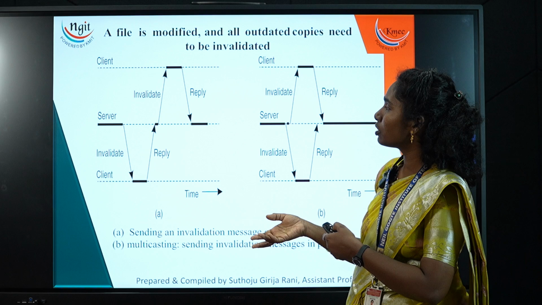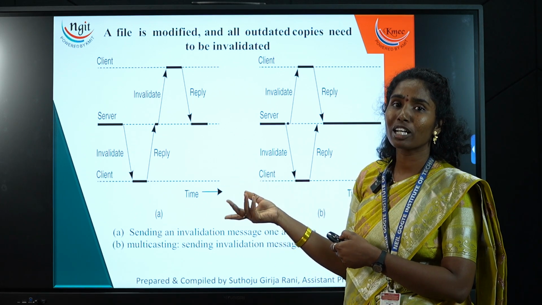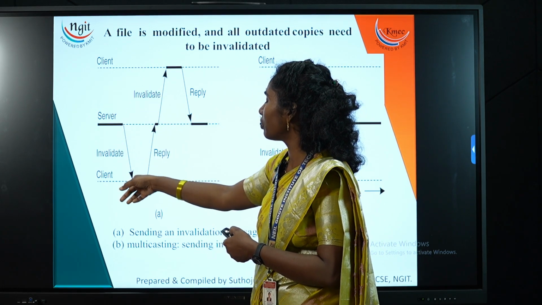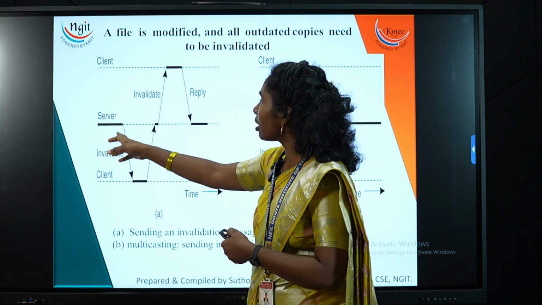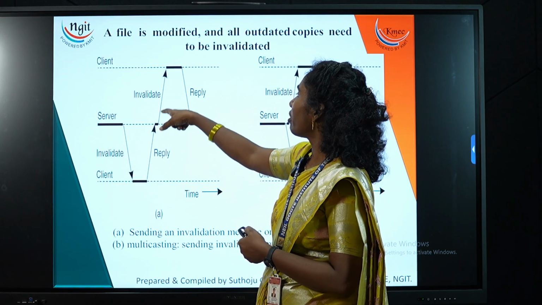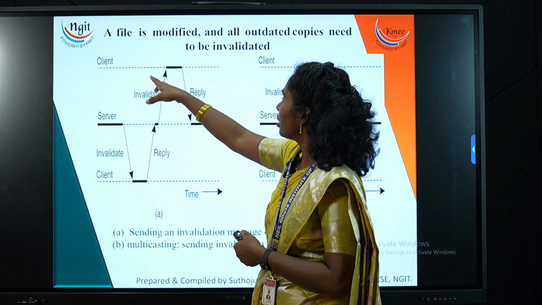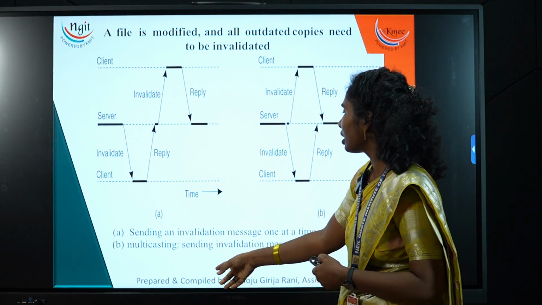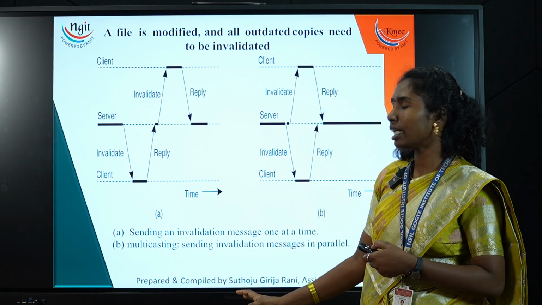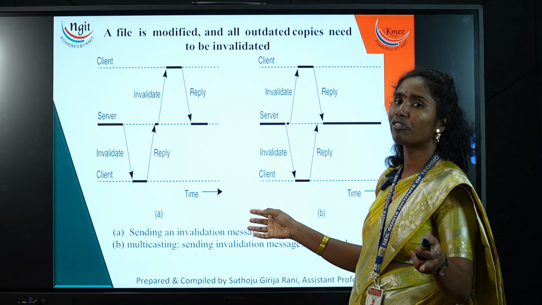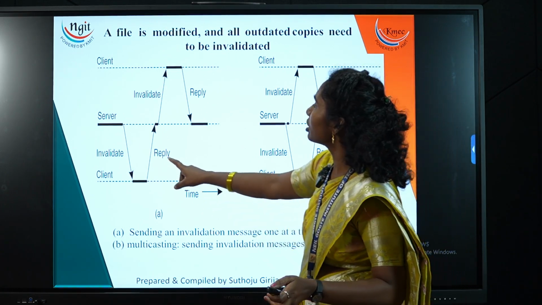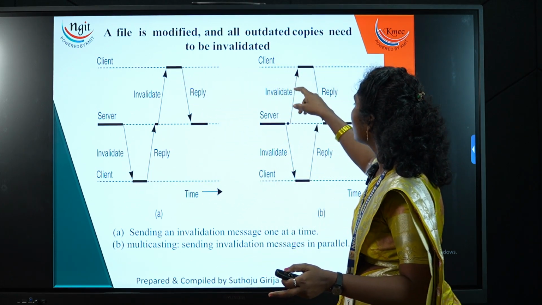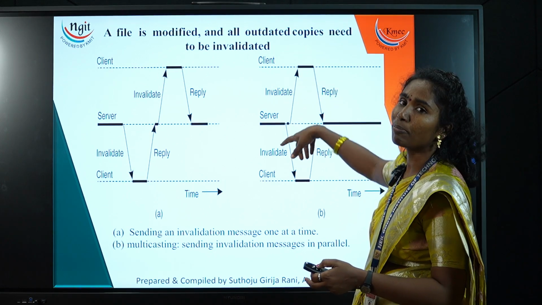When we have invalid states of files, how do we give the data back to the client? The client has asked for some data, and the server gave an invalid state. That invalid state we give to the other clients, like this, sending invalidation messages at a time. Next, multicasting is sending invalid messages to n number of clients at the same time, in parallel. Otherwise it is one after the other: you give invalid here, then after that you give invalid to the other client. Here, you give the invalid state at that moment in parallel.